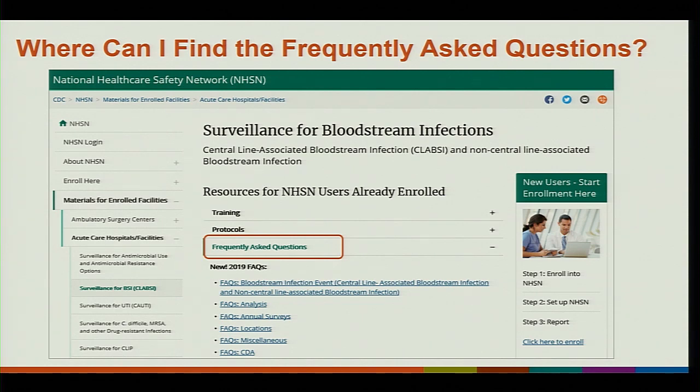What about the frequently asked questions? The frequently asked questions tab contains those pressing questions we receive from IPs about bloodstream infection surveillance, analysis, and annual surveys. These are just examples of the information found on this page. The BSI FAQ is an invaluable document that contains answers to some of the most frequent and more difficult concepts related to BSI surveillance. As you can see from the screenshot, the FAQs are sorted by topic.